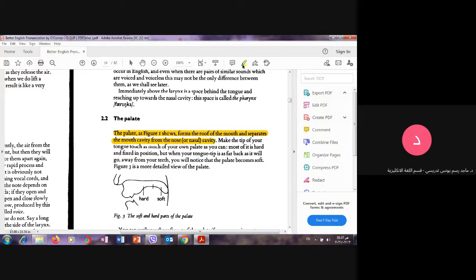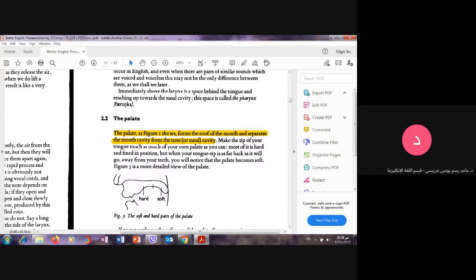Now, as you can see here, this is the palate, and it separates the mouth cavity, this one, from the nasal cavity. Now, the palate has two parts: a hard one, and a soft one, or sometimes it's called the soft palate, and it has another name. We call it the velum. So this is the first division, that the palate is divided into hard and soft.